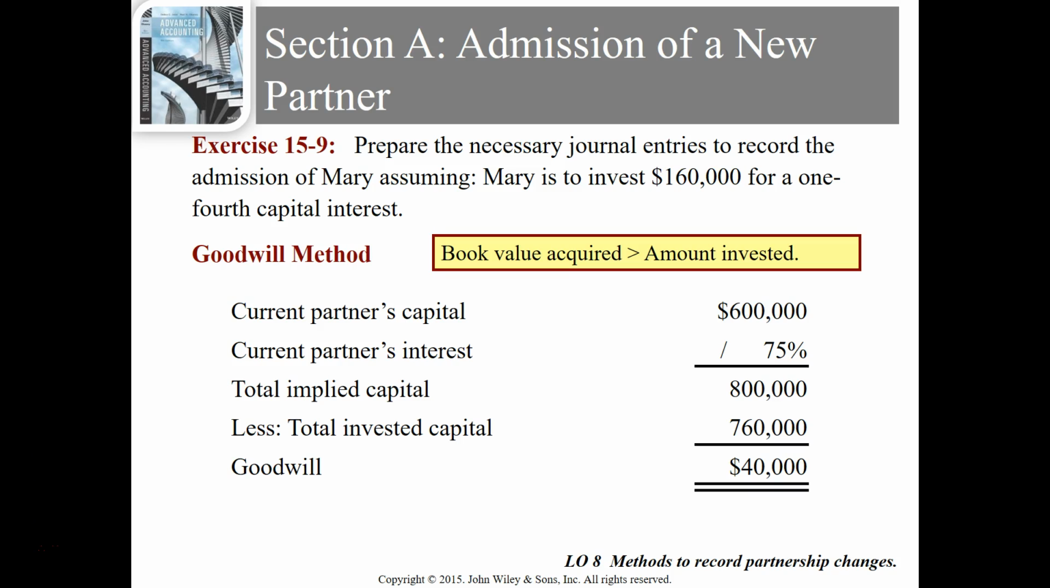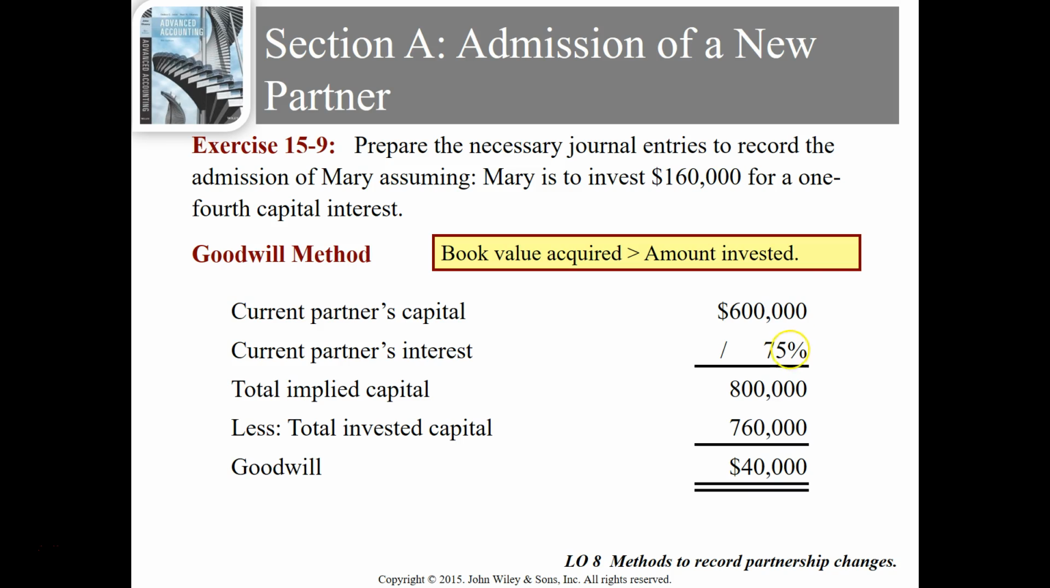Next, let's take a look at this from the goodwill perspective. So again, goodwill method. If the current partner's capital is $600,000, we need to do this a little differently. Mary's going to invest a 1/4 capital interest. We've already determined that the book value being acquired is greater than the amount invested. In this case, rather than doing it by the other method of Mary's 24, the 1/4 interest, we're going to divide it by 75%. 75% represents the current partner's interest.